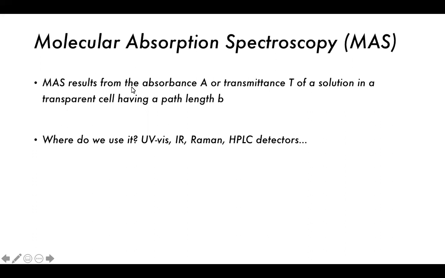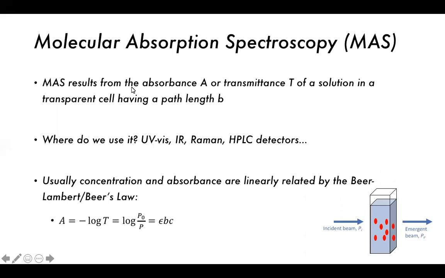So where do we do these kinds of measurements? Well, in UV-vis spectroscopy, IR, Raman we'll talk about after we're done with infrared, HPLC detectors, and so on. HPLC detectors, though, are really just a subset of UV-vis detectors. So typically it's all based on the Beer-Lambert law, which we saw and discussed previously.